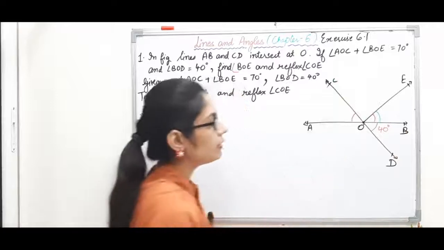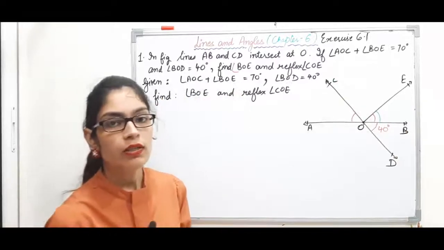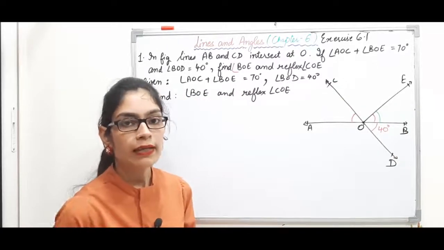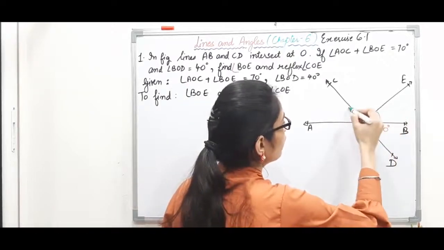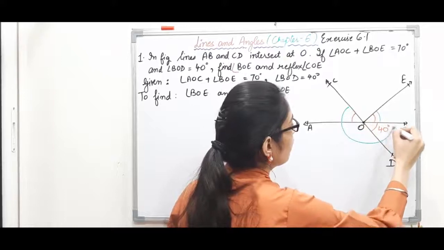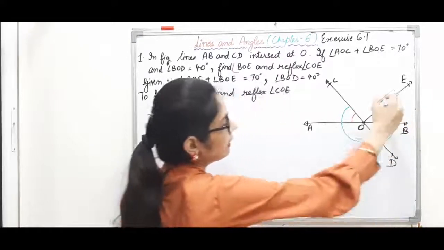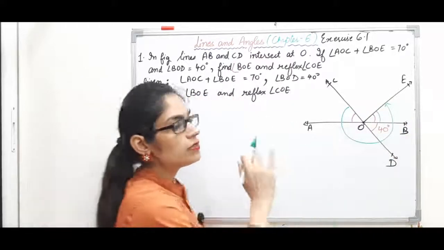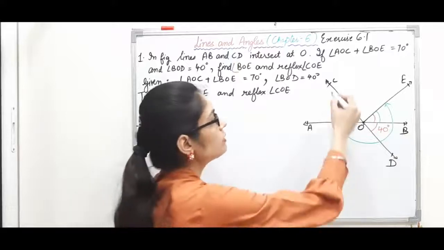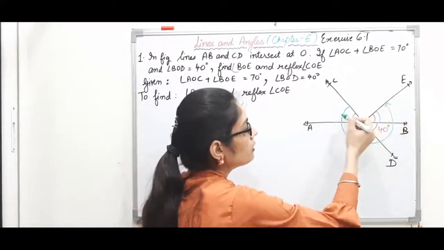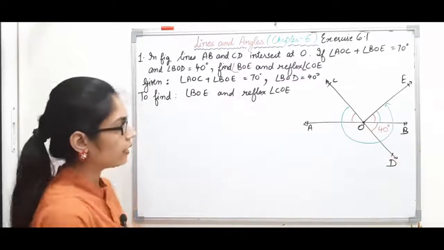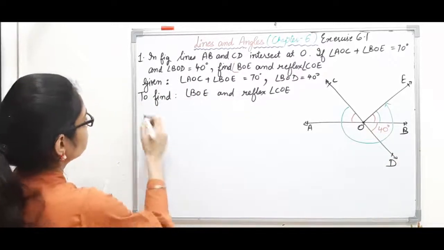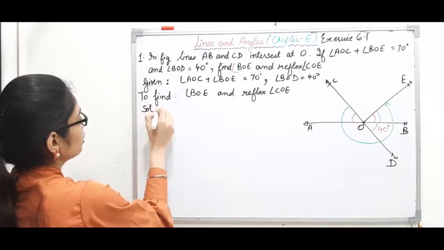Reflex COE. The reflex angle I have already explained to you: the angle which lies between 180 and 360 degrees, and it is represented in this way. So from here we have to start, and this angle. Since we have to find the reflex of COE, this is the reflex of angle COE. These two angles we have to find. Now let's start. So, solution.